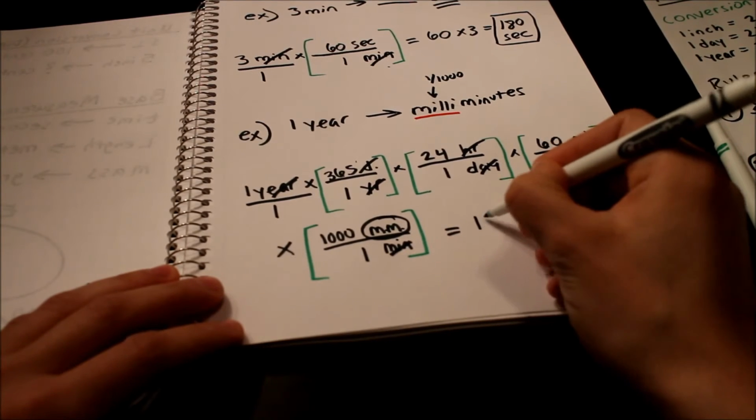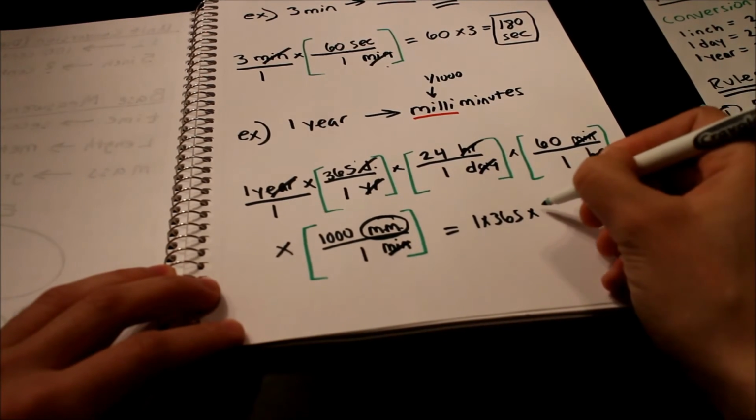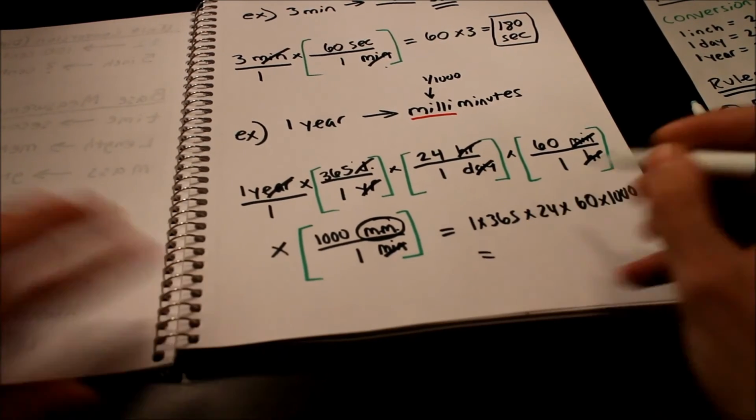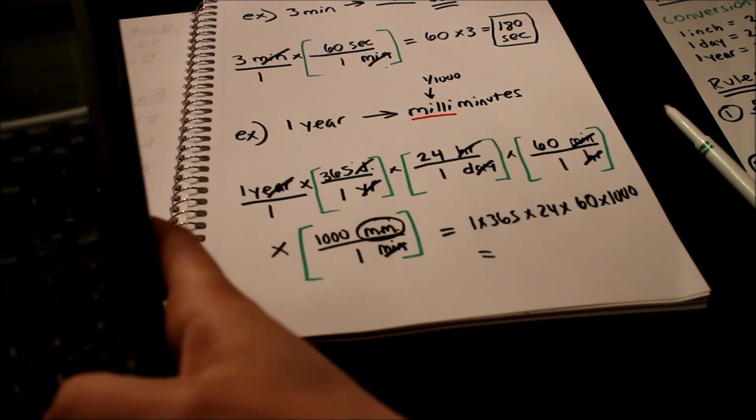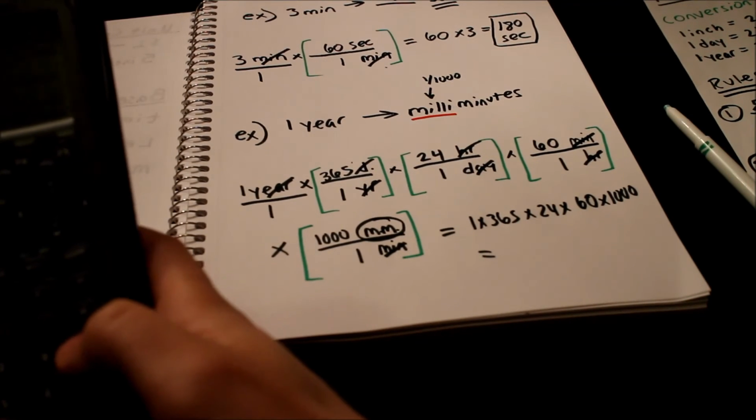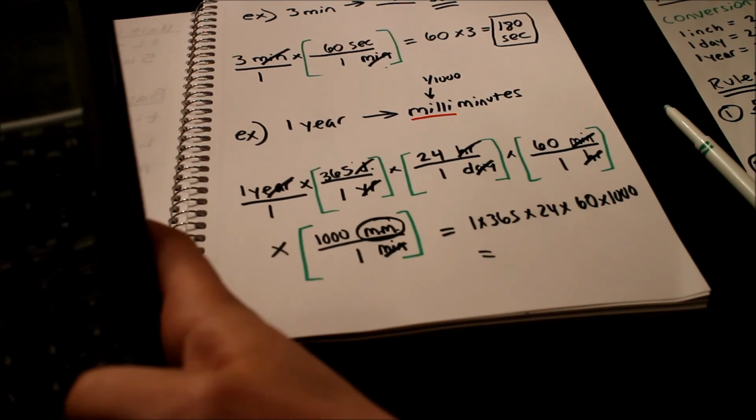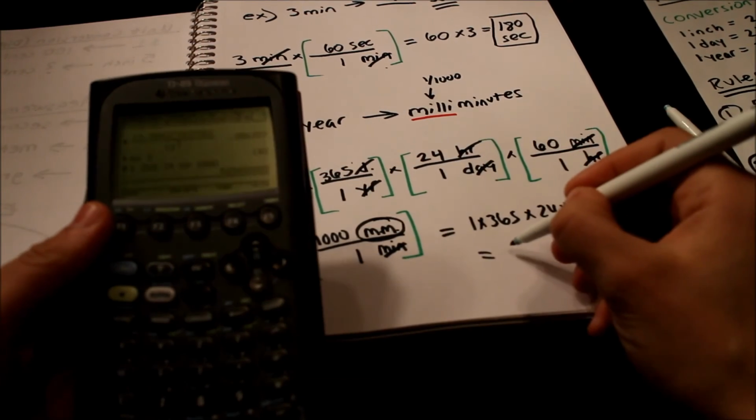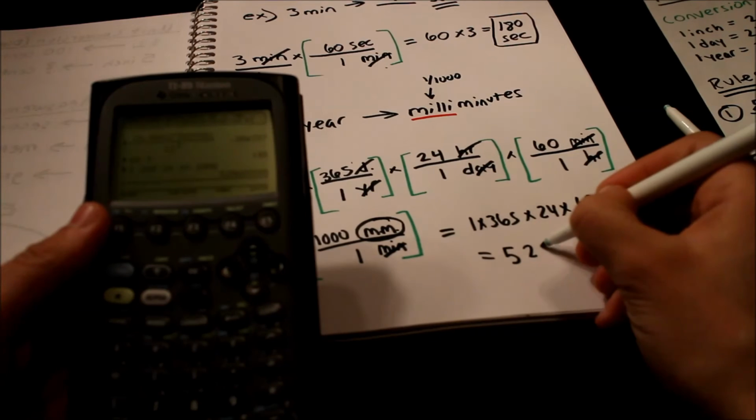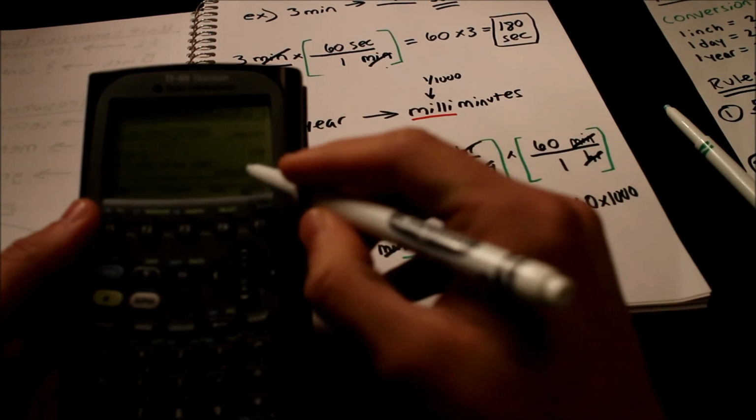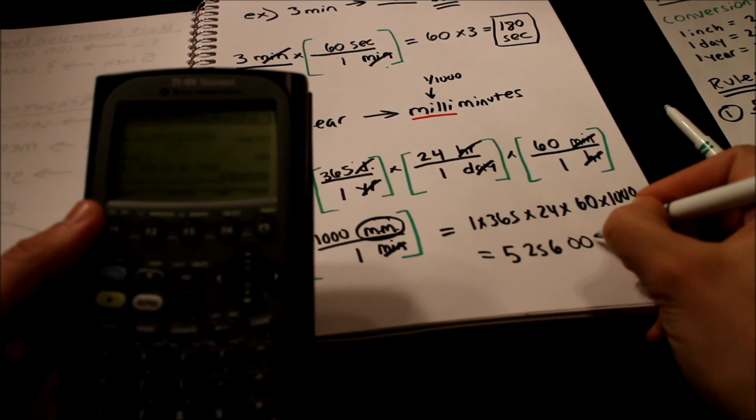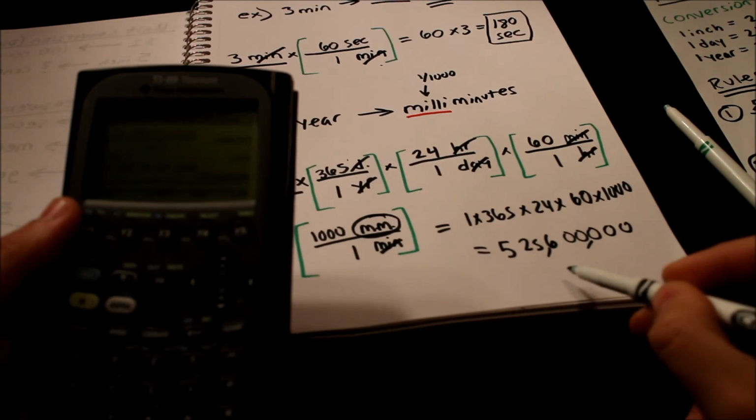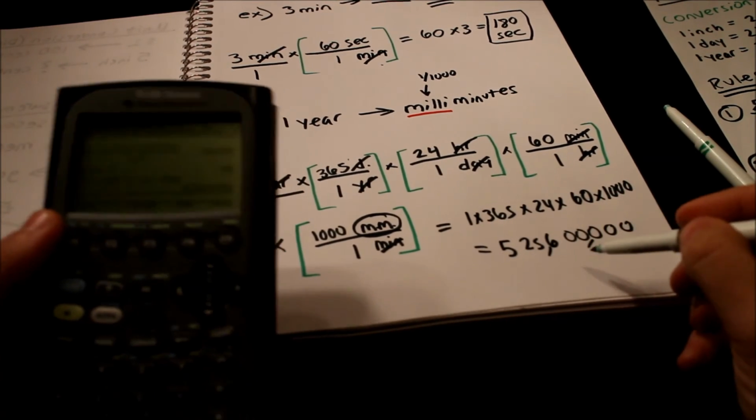So that's 1 times 365 times 24 times 60 times 1,000. And if I do that, I'm going to get a very large number: 525,600,000 milliminutes. That's a lot of milliminutes.